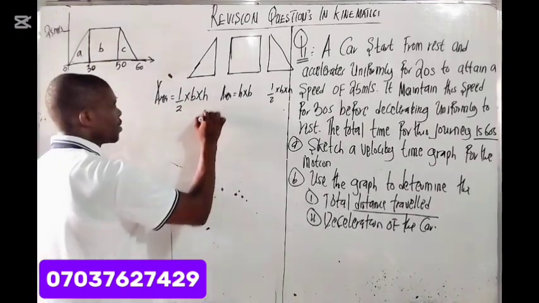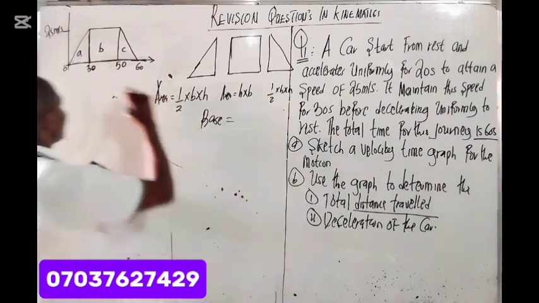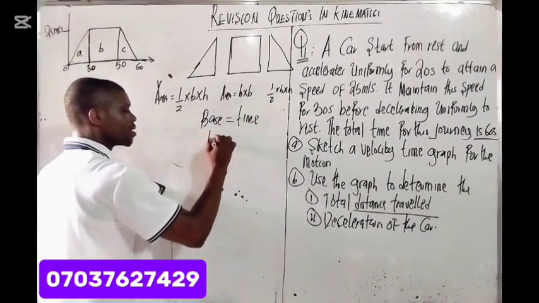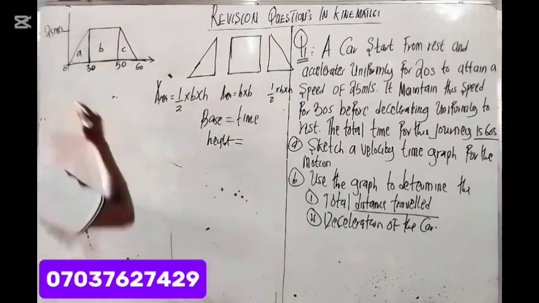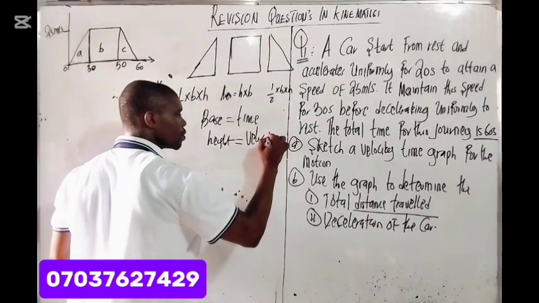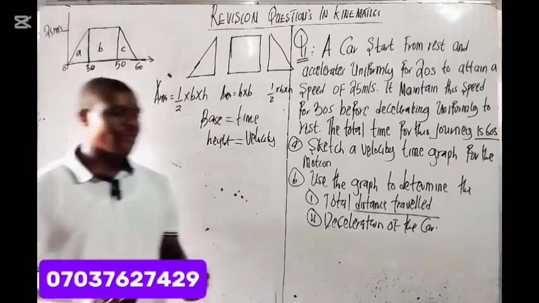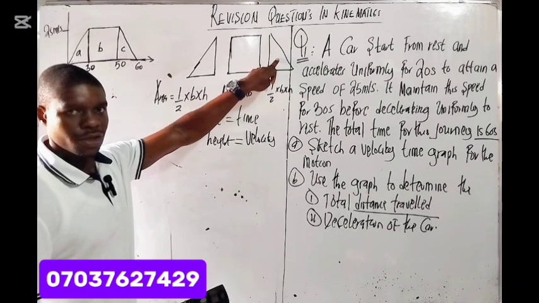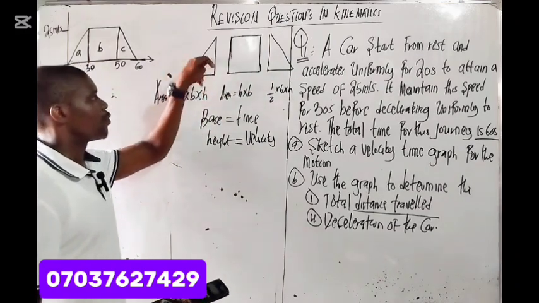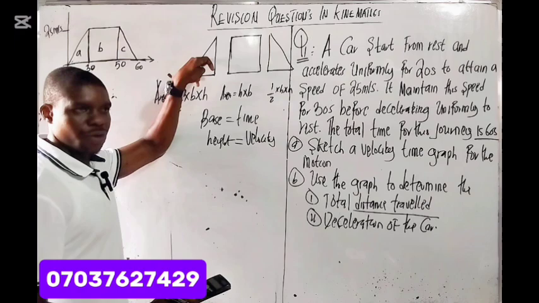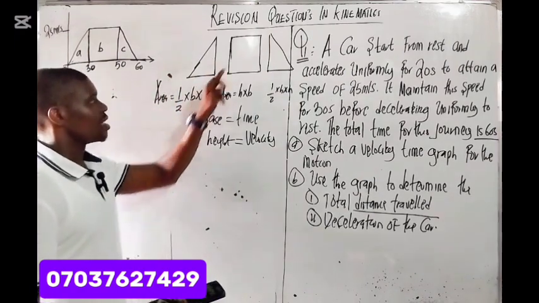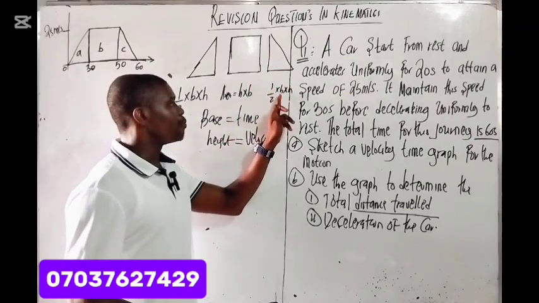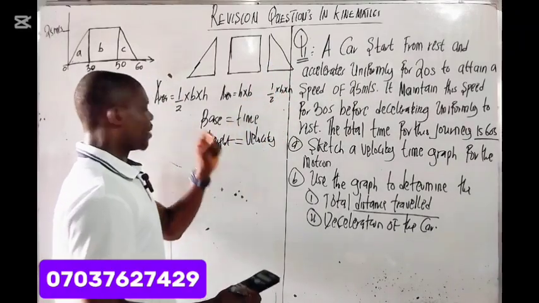Now, what is the base here? It is the time. Then what is the height? The height is the velocity. Do you understand? If we have to calculate the distance, we calculate this distance here, which is the area of the right-angle triangle, half base times height. Here is the rectangle, height times base. And this one is half base times height.